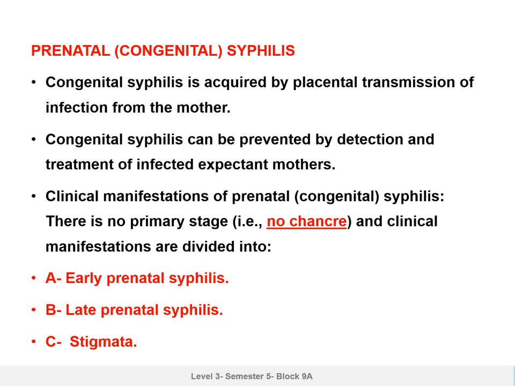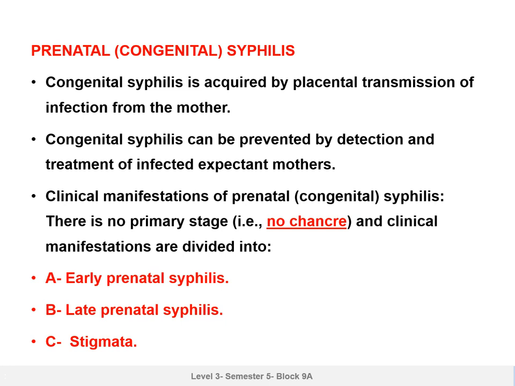Perinatal and congenital syphilis. Perinatal congenital syphilis is the second type of syphilis. The first type we spoke about is acquired syphilis: the primary stage, which includes chancre; the secondary stage, including condyloma lata; and the tertiary stage, which includes the gumma. Again, the types of syphilis are acquired and congenital.